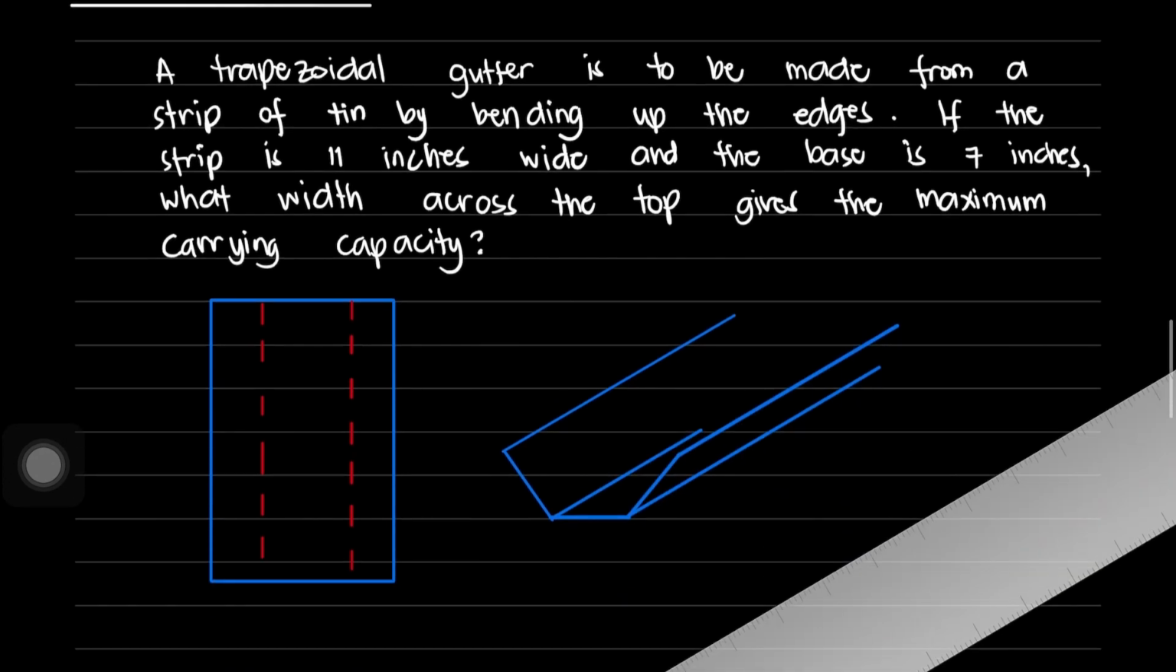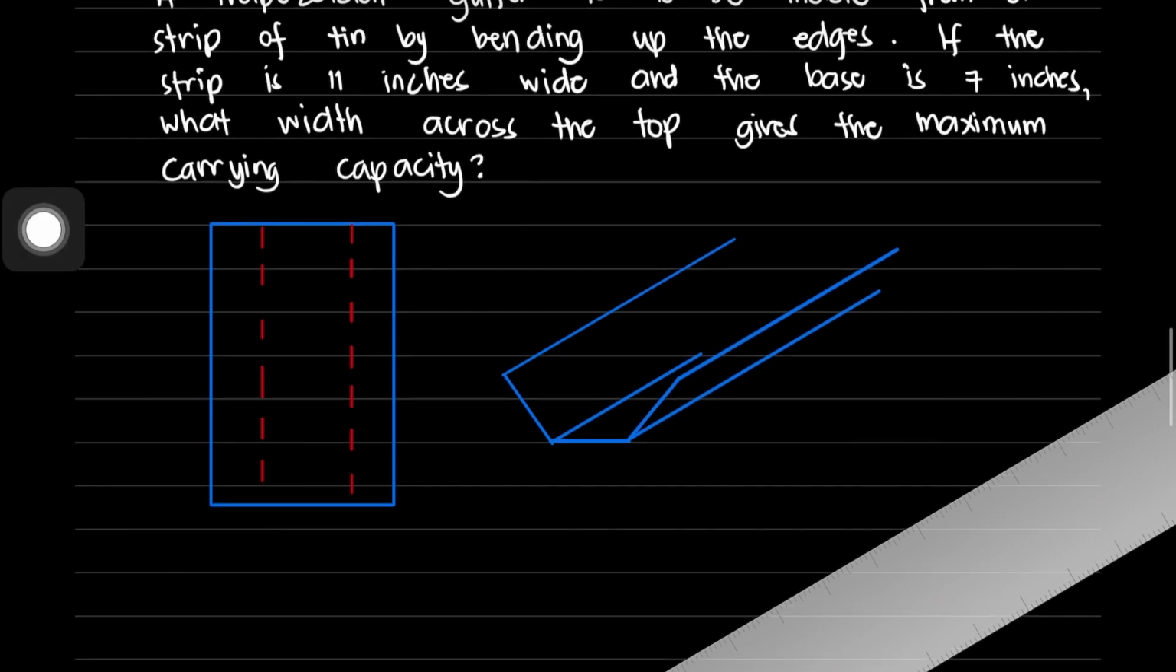Alright, so if this strip of tin was bent up, this will now be the finished product. Now, the given parameters here: the strip is 11 inches wide. It means to say that this dimension is 11 inches. And the base of the trapezoidal gutter is 7 inches. So this base here would be 7 inches.